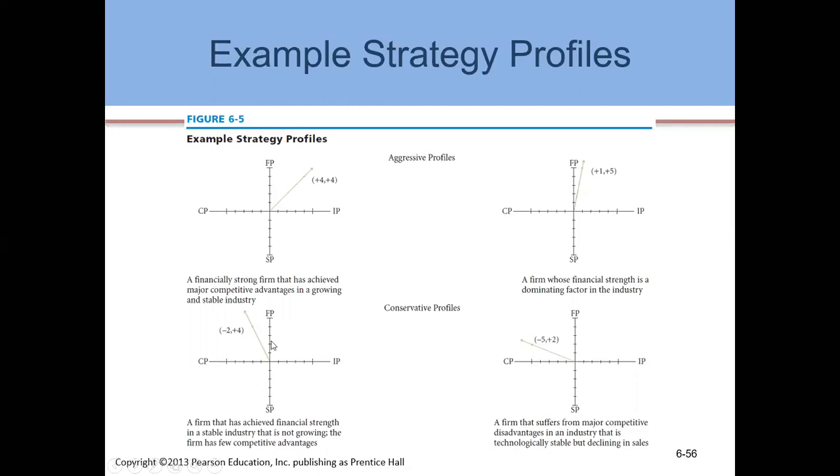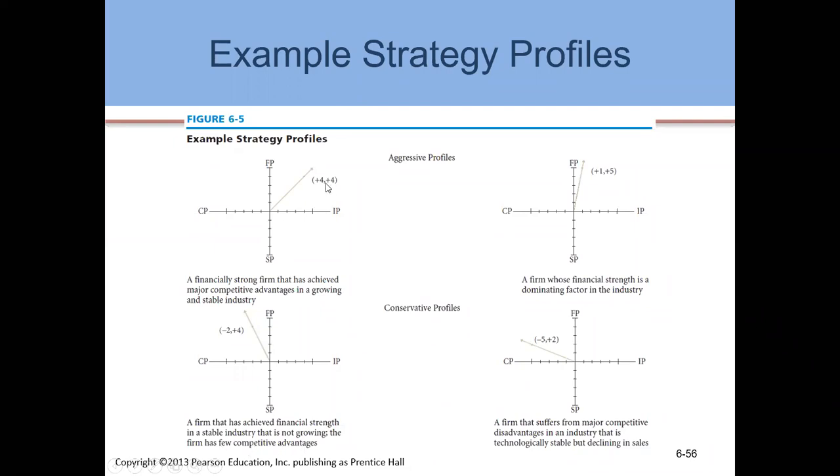In this particular example, where my mouse cursor is moving in the lower left part of the slide, this is the example for the conservative profile. In this conservative profile, the cumulative values are -2, +4. It is said that this is a firm that has achieved financial strength in a stable industry that is not growing, and the firm has few comparative advantages.